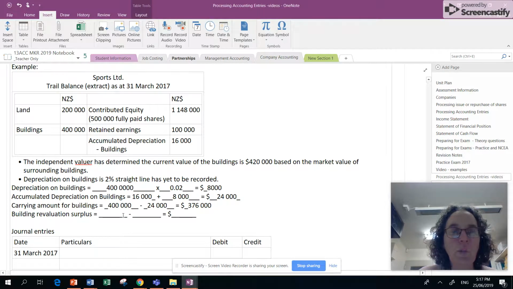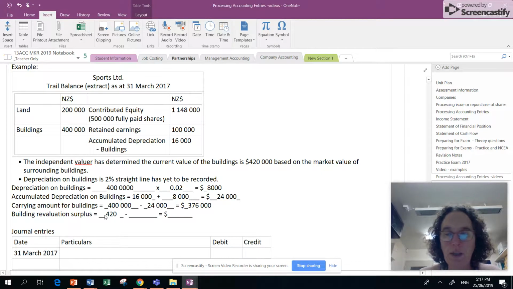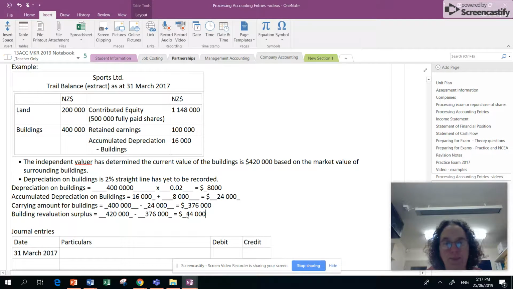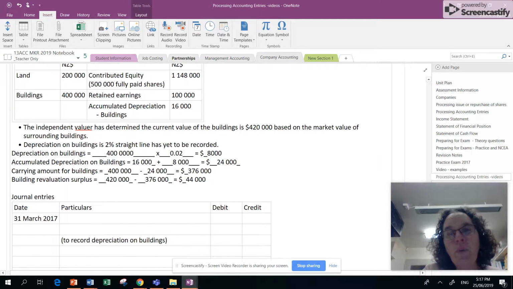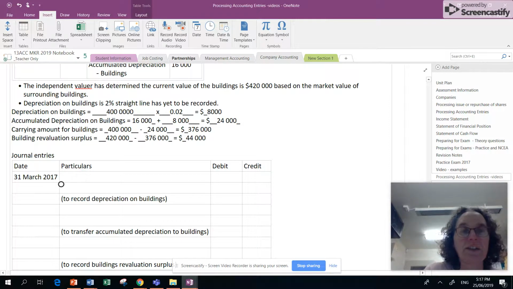Now, to work out our building revaluation surplus, now we know our actual carrying amount for our buildings, we can work out how much of a gain we've got in our market value. We take the $420,000 from the independent valuer, take away our new carrying amount that's adjusted for this year's depreciation and for the accumulated depreciation from other years. Then we'll find that our buildings have increased in value by $44,000. For the exam, you need to know how to do all of the journal entries for the transactions that we've just done.